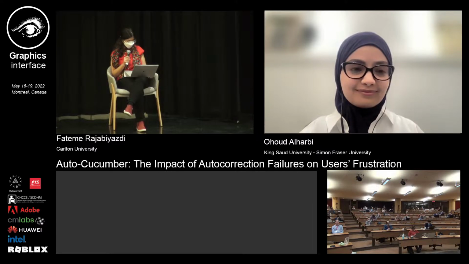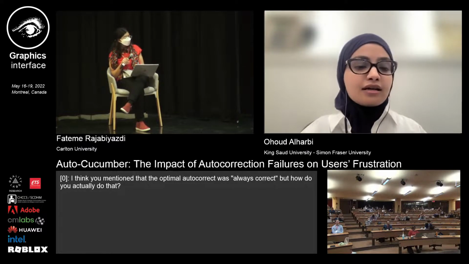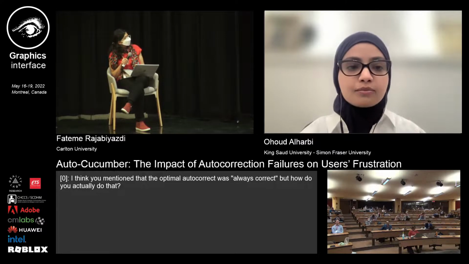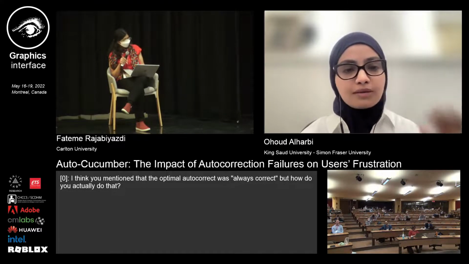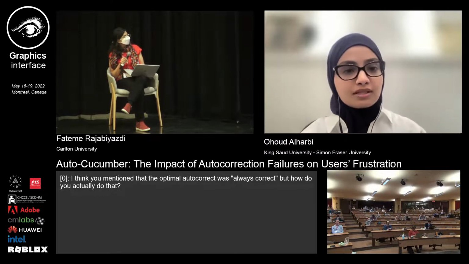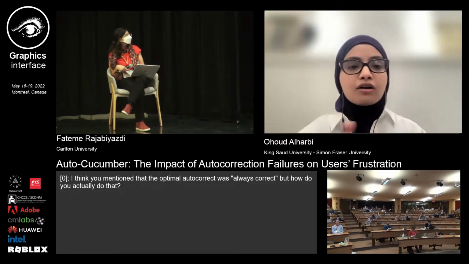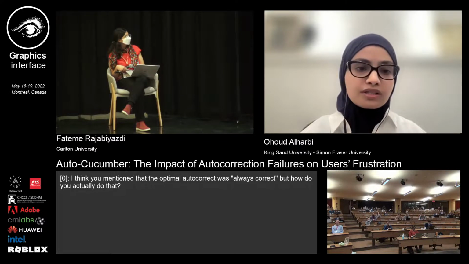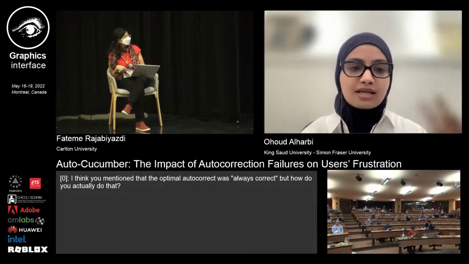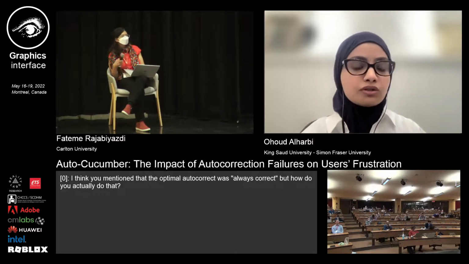I think you mentioned that the optimal autocorrect was always correct, but how do you actually do that? Thank you for the question. What we did is we wired the system to always produce a perfect condition, because we have a transcribe task, so we know what the text is supposed to be. If it's two or three letters off the supposed word, we produce exactly the same word. But if they are far off, we keep the mistake, so we don't autocorrect it.